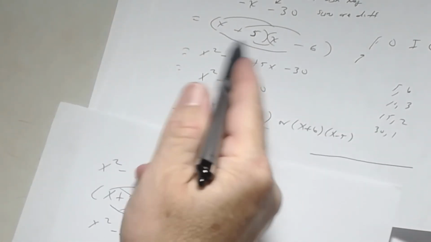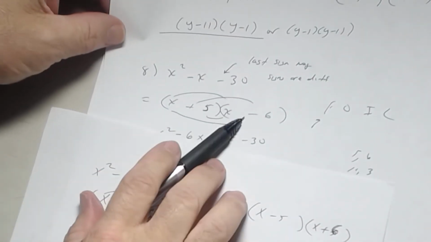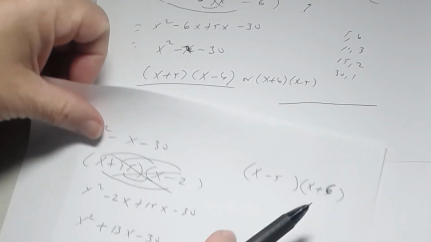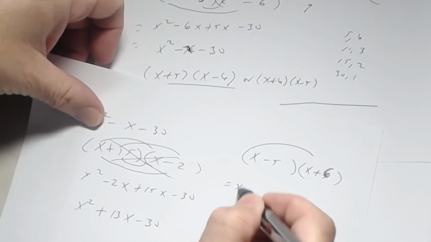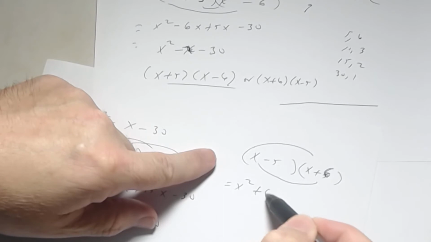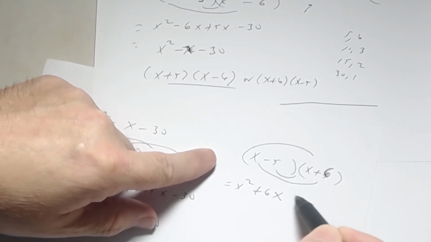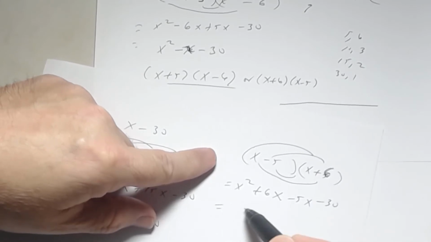What if someone had done the same thing we did here? Let's say this. Instead of saying plus 5, negative 6, they said negative 5, positive 6. Let's check it. They would have gotten the right answer, but with the wrong middle term. What was the outer? Plus 6x. What was the inner? Minus 5x. What's the last? Minus 30. Combine like terms. x squared plus x.